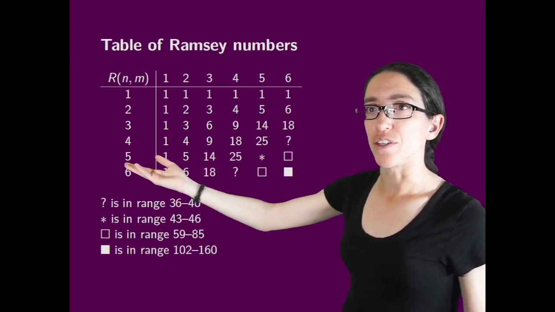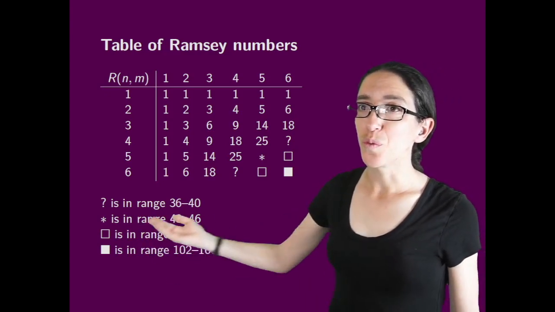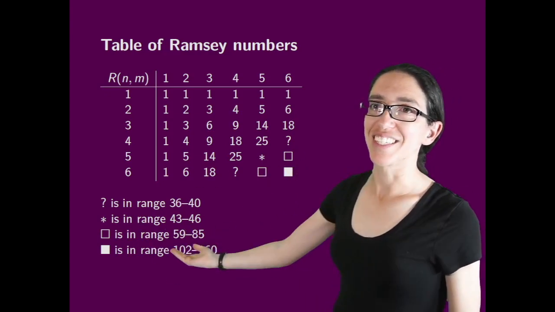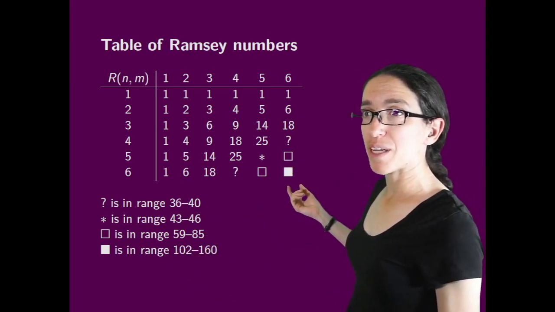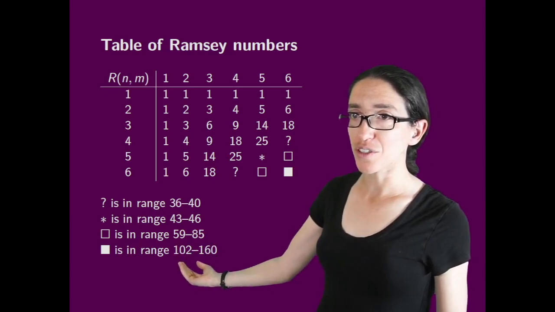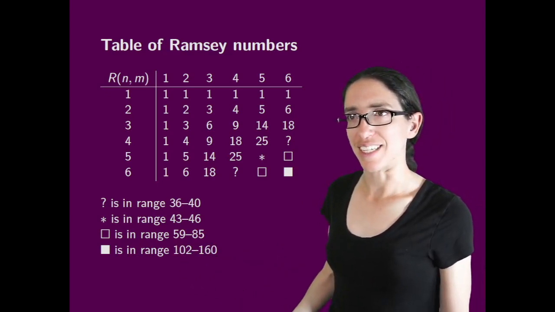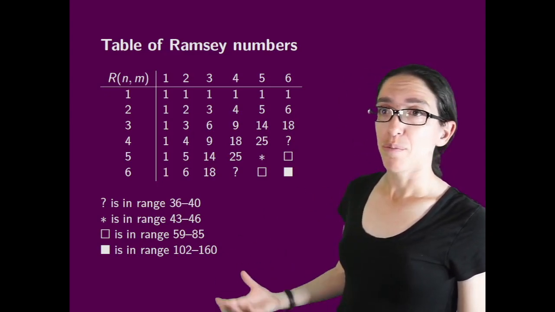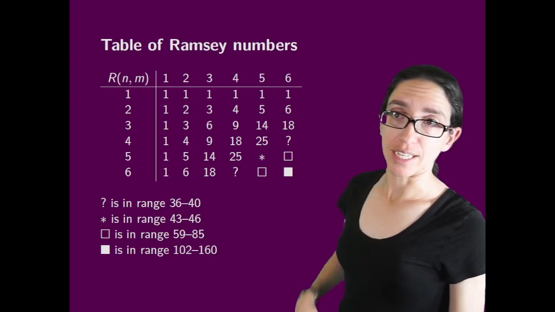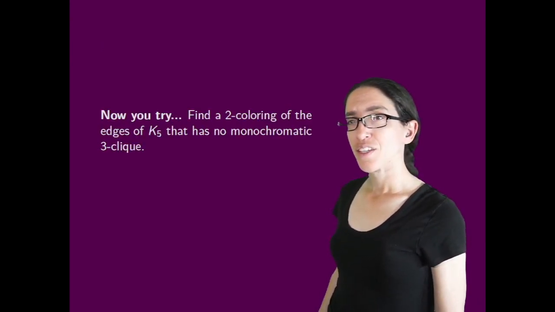Similarly, we don't know what R(5,5) is. It's somewhere in the range of 43 to 46. We don't know what R(5,6) is. That's somewhere between 59 and 85. And then the Ramsey number R(6,6) is somewhere between 102 and 160, and nobody knows exactly what the number is. But the number has to exist. There's a theorem that Ramsey numbers are always finite, so they're always bounded. But these bounds get bigger and bigger as things go on, and it's very hard to compute Ramsey numbers exactly in general. So now you try.